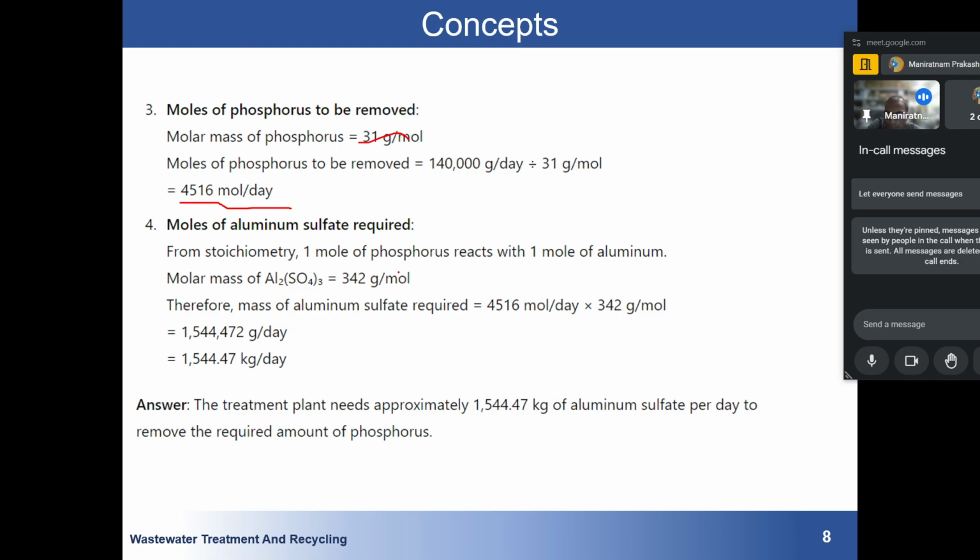So you can see that the mass of aluminum required will be this much gram, this much mole of aluminum is also required. We can calculate the mass by simply multiplying, and mole and mole will get cancelled out. So 1544.47 kg per day of aluminum sulfate is required. So here we have seen the treatment plant needs approximately this many kg of aluminum sulfate per day to remove the required amount of phosphorus.